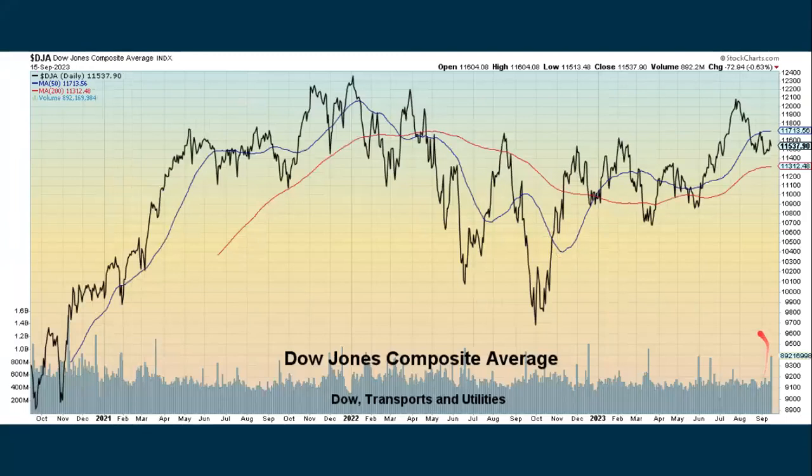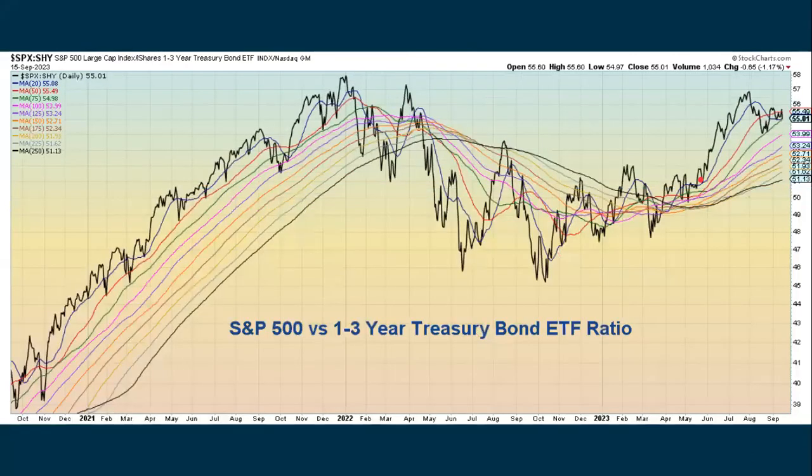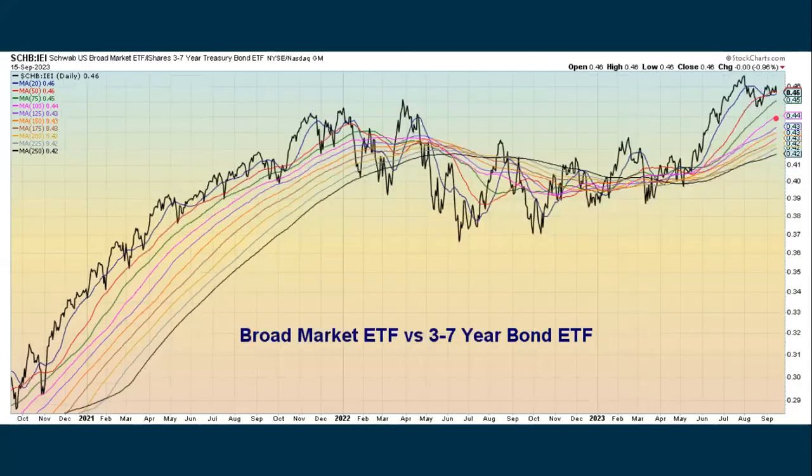The Dow Jones Composite Average takes the Dow, the transports, and the utilities and puts them together. They've been chopping sideways quite a bit in 2023, but they're still in a longer-term uptrend. We look at the S&P 500 and compare it with the 1 to 3 year bond ETF, showing that stocks are still outperforming bonds, even though we've seen some recent weakness. We look at a broad market measure, so all of the stocks, and compare it with further out bonds, also showing where stocks are still outperforming bonds, even though we've been chopping around lately.